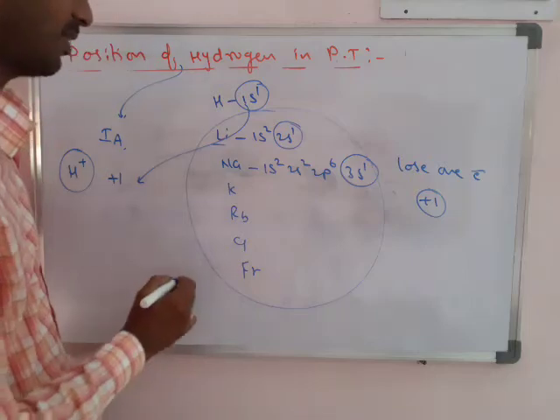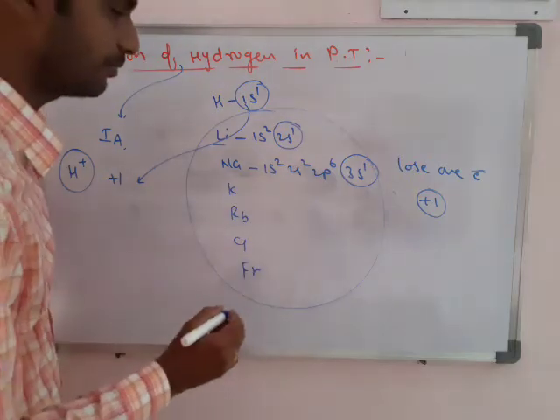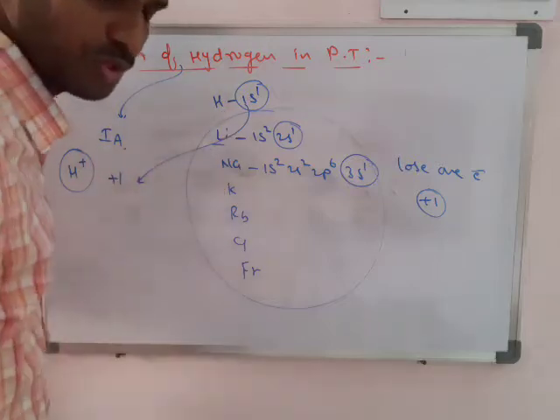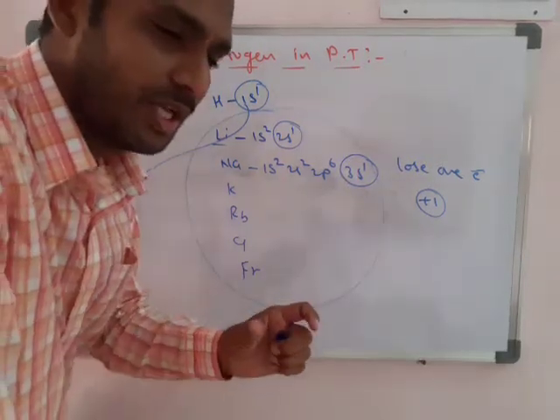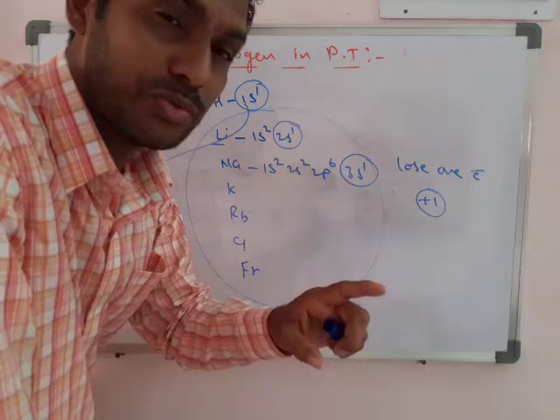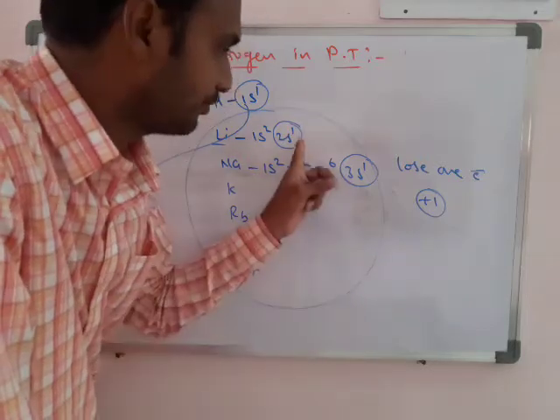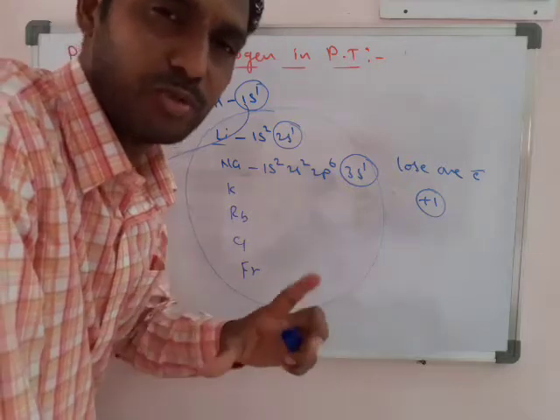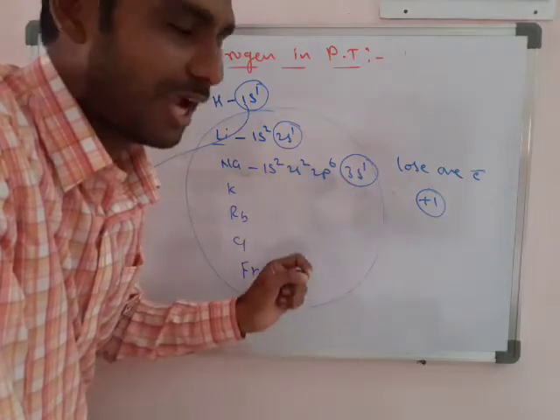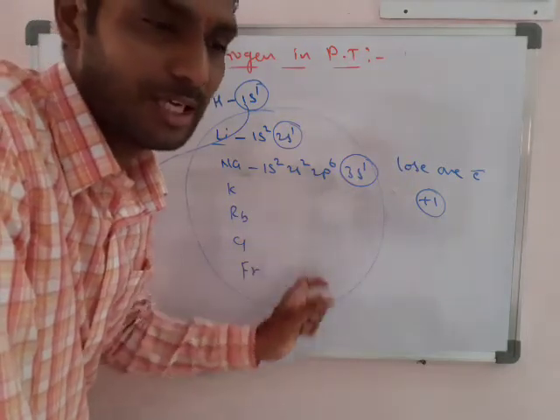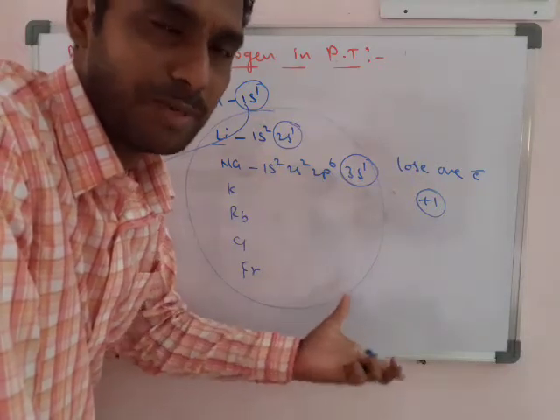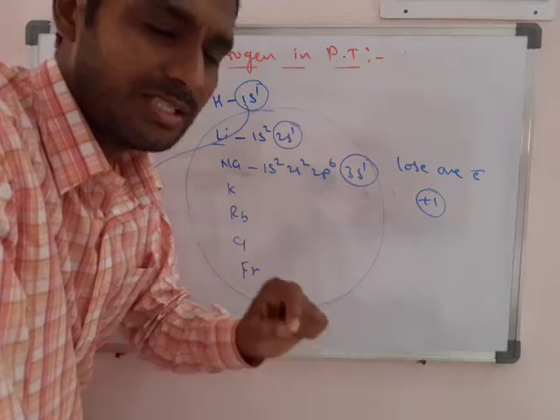Okay, next, this is the similarity. So the reasons for keeping hydrogen in the 1A group are: the hydrogen valency configuration matches the configuration of the remaining elements in the 1A group, s1. Next, hydrogen is able to form +1, and the other elements are also able to form +1. Okay, that is the similarity for us.